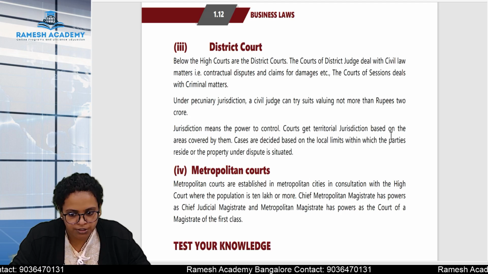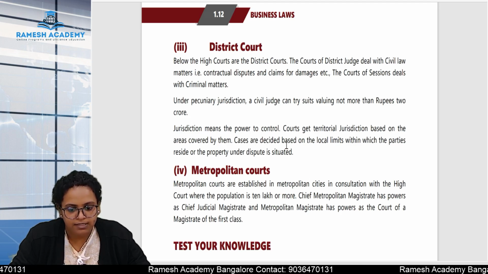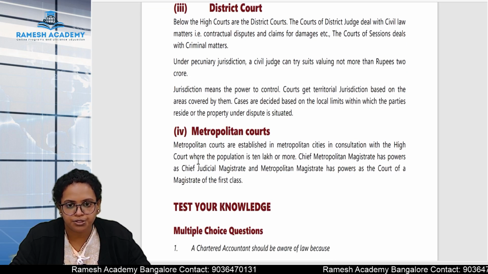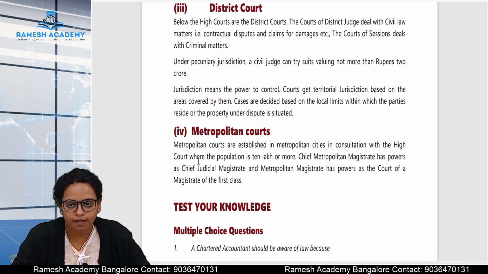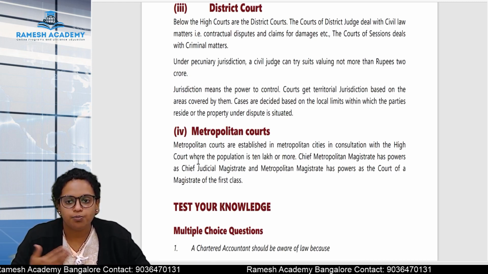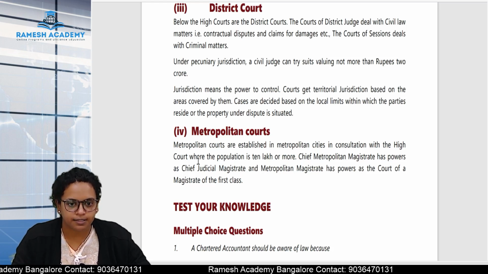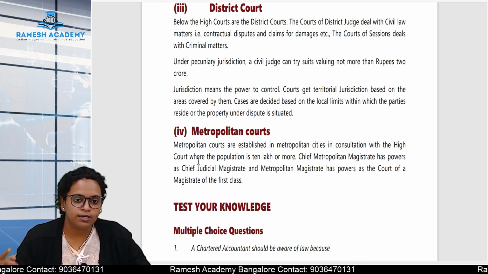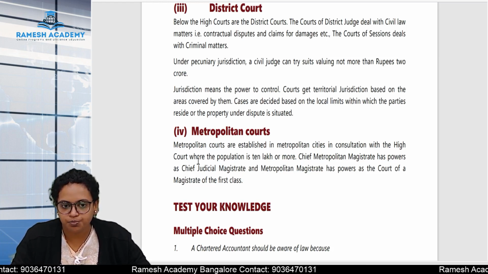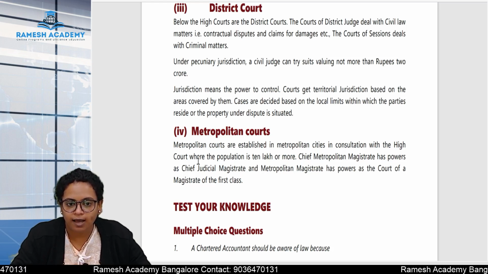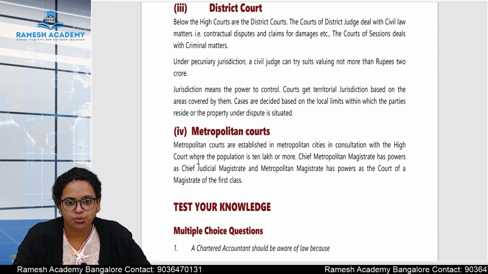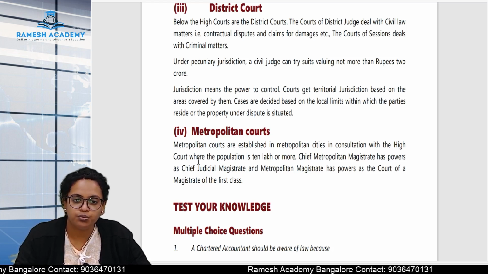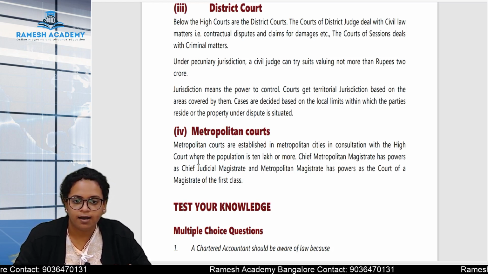Courts get territorial jurisdiction based on the areas covered by them. Cases are decided based on the local limits within which the parties reside or the property under dispute is situated. For example, if you are staying in one area and your property is in another area and there is a dispute, you will have to go to the area where your property is located. You cannot file the case in the area where you are located. Every area comes under a particular jurisdiction, so you will have to go to that jurisdiction's courts and apply for a case.